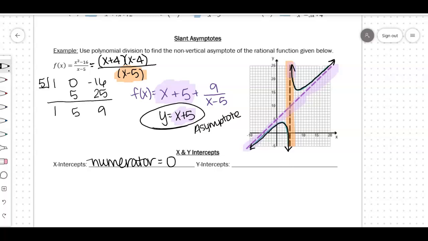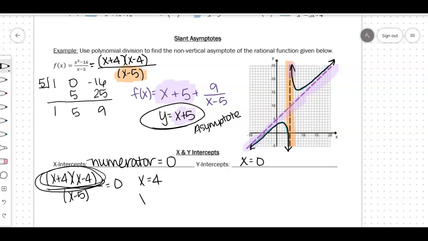Now our y-intercepts are a lot easier because they happen when x equals 0. So you just plug in 0 where you can, and that would give us our y-intercept. So for x-intercepts, again, we want this whole thing to eventually equal 0. I'll go ahead and bring it down here. We know our denominator is never going to be equal to 0, so we look at our numerator to help us find our x-intercepts. Note that they would happen at x equals 4 and negative 4.